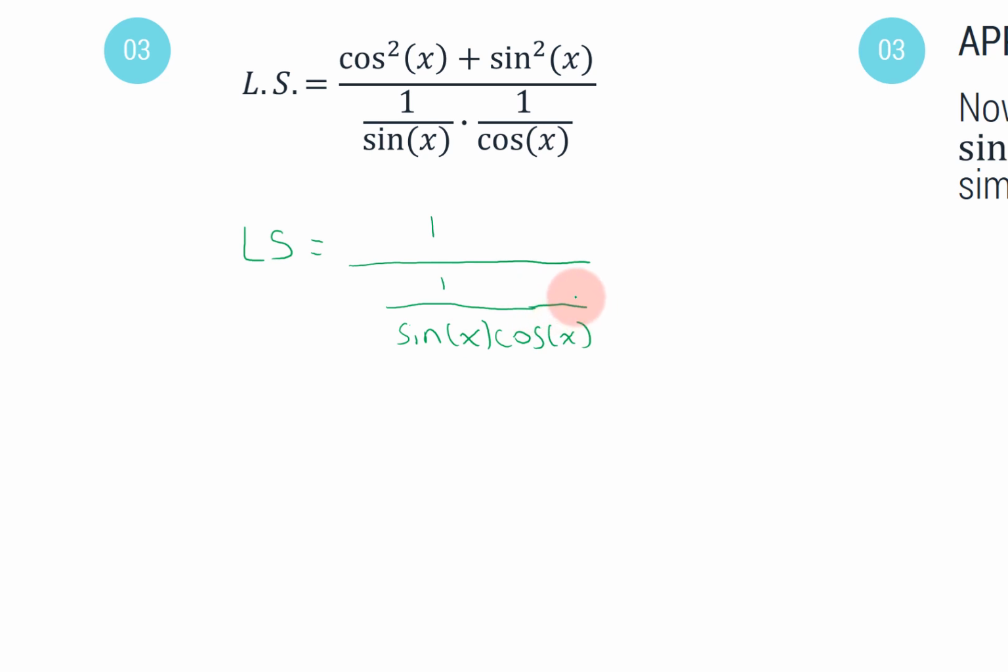Now it's just a matter of simplifying to finalize our answer. If we simplify this, 1 divided by 1 over sine x times cosine x would be sine x times cosine x. So in fact, we have proven that the left side of our identity is equal to the right side of our identity.